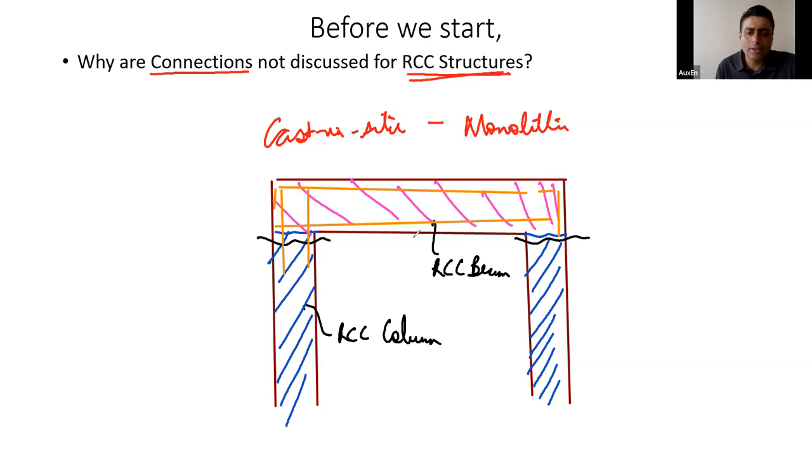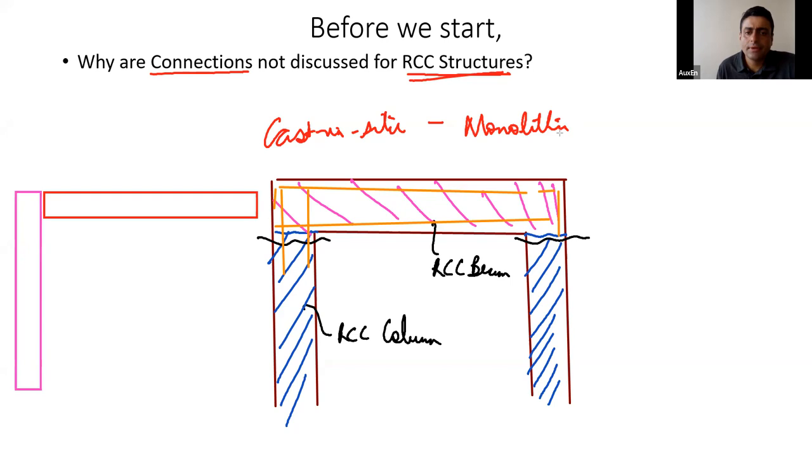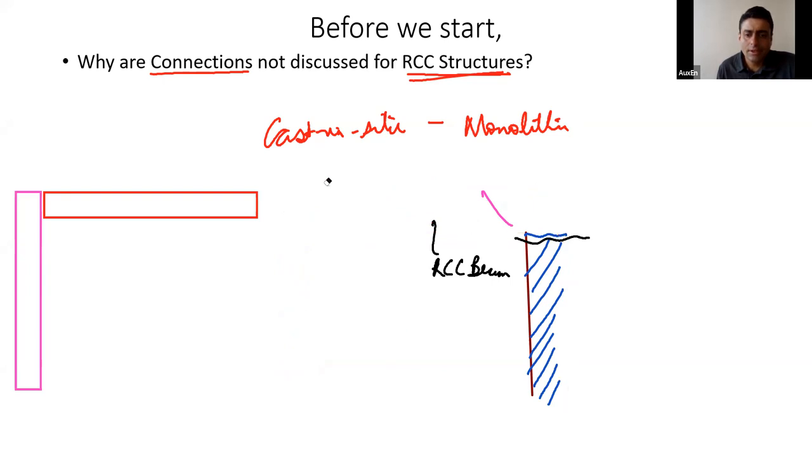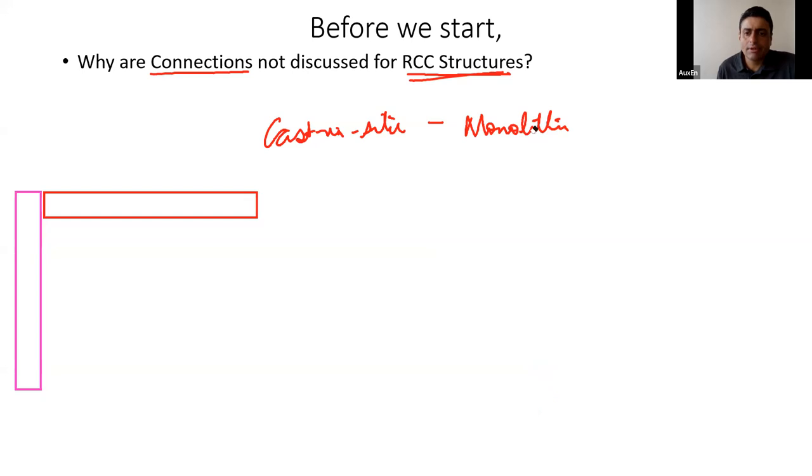So why do we have to discuss connections in steel structures? Because in steel we have different, dissimilar, heterogeneous elements that we have to join.